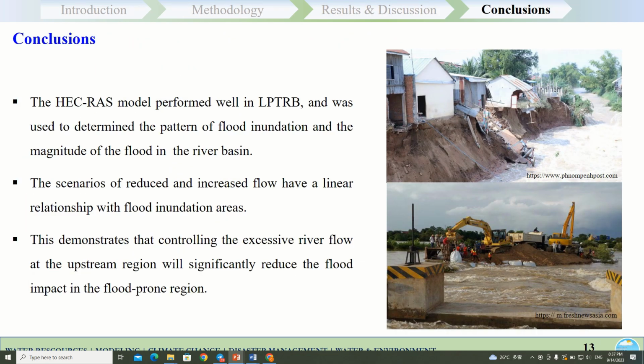From our study, we can conclude that the HEC-RAS model is acceptable enough to determine the pattern of the inundation and magnitude of the flood in the lower Prek Thnot River Basin, and the reduction and increasing flow scenarios have a linear relationship with the flood inundation area. This demonstrates that controlling flow from the upstream will significantly reduce flood impact in the flood-prone area.